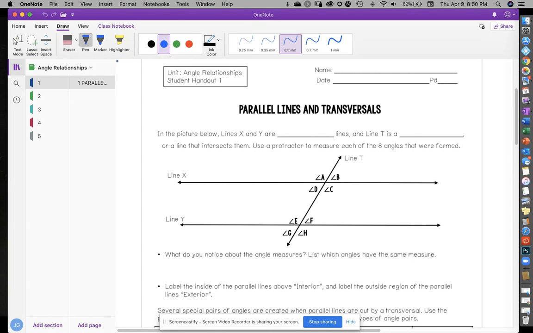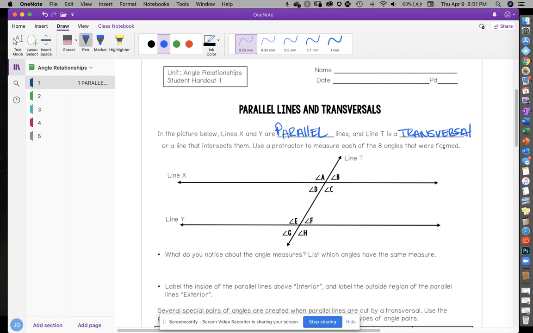All right, so we have parallel lines and transversals. It says in the picture below, lines X and Y are blank lines. If you're looking here, we have line X and line Y. Those are called parallel lines. And this right here is line T. Line T is called a transversal, or a line that intersects them.